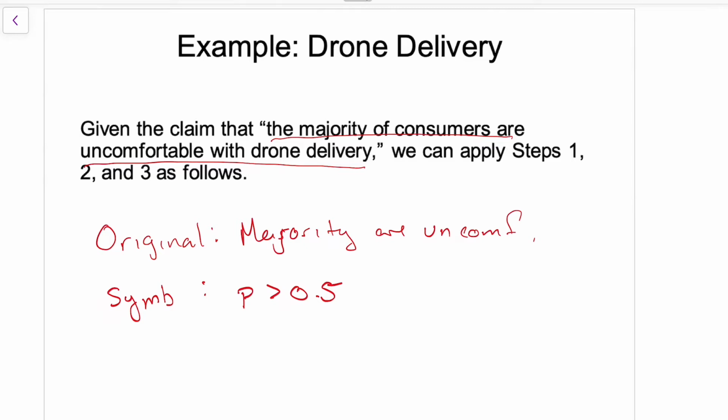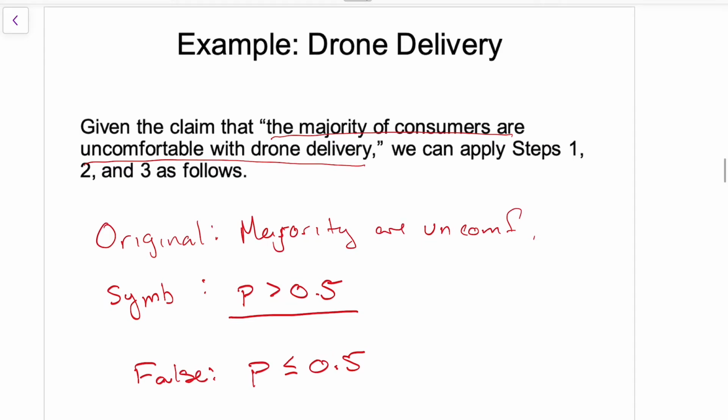Step 2 says we want to give a symbolic form that must be true when the original claim is false. What that means is, if this is our original claim in symbolic form, what would make that false? Well, all we have to do is switch our comparison sign. So this is what it would be to be false: that the population proportion would be less than or equal to 0.5.